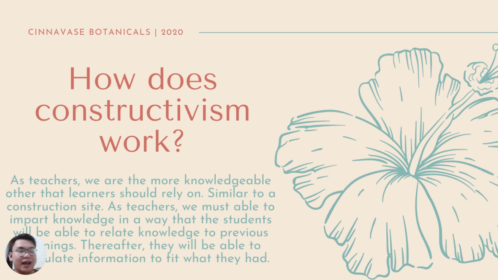Well, as teachers, again, we are the knowledgeable other, and they rely on us. Learners rely on us when gaining new information. Similar to an instruction site, we must impart knowledge in a way that they will be able to relate it onto the previous discussion that was made. So you're going to build it up with each and every discussion. What example could we get on this in a way that they will be able to manipulate information that they learn, that they will be able to do perfect recall, and pretty much reverse engineer what they know to fit what they need.